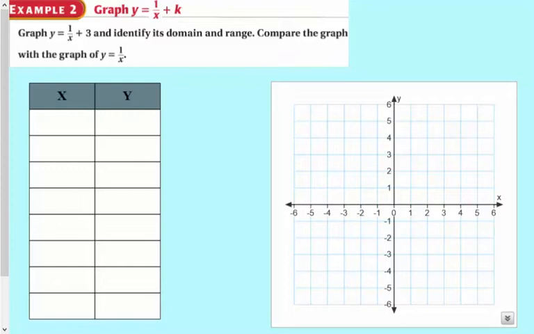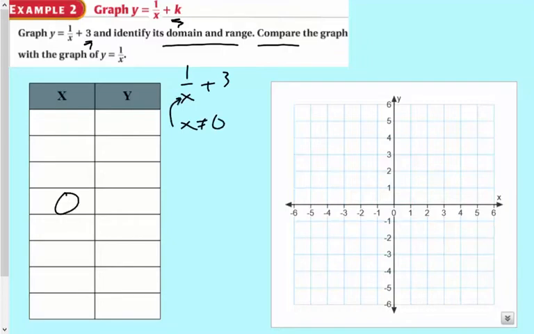So here we go. Let's get into this here. We're going to talk about the domain and range. We're going to make a comparison. We're going to do all that good stuff here. I have a plus 3 here. Okay, so what's going to happen here? We're going to figure out what value that x can't be. X cannot be 0. If I plug in 0 right there, it doesn't work. It's undefined.